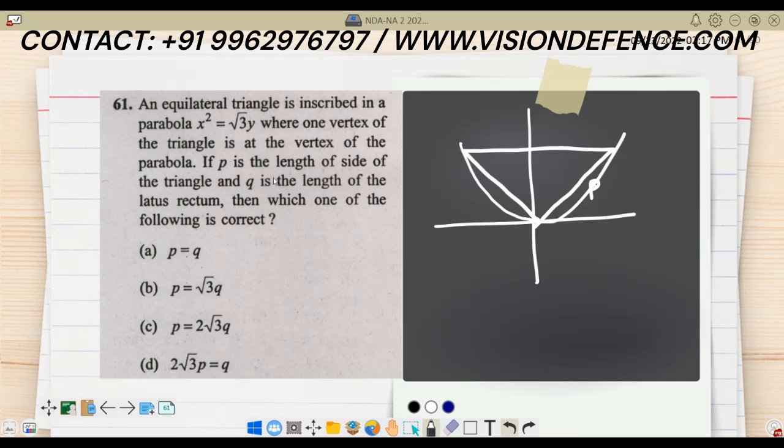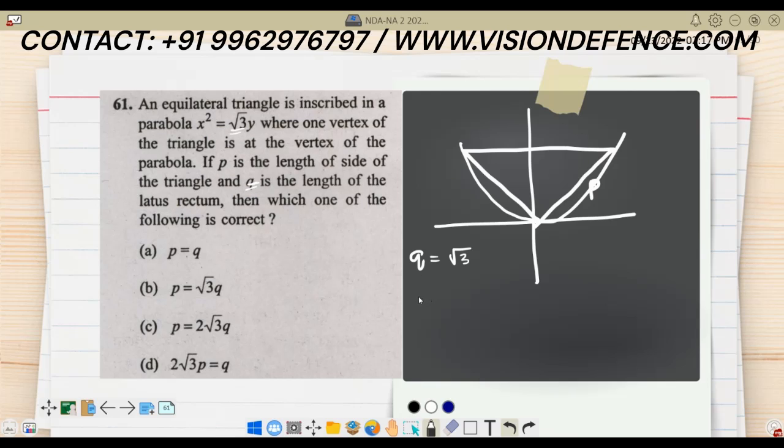And P is the length of the side of the triangle, and Q is the length of the latus rectum. So we need to find which one of these is correct, and the answers are given in the form of an equation involving P and Q. So we should find the appropriate relation between P and Q. Even at first glance, we can say that Q is equal to root 3, because here root 3 is the length of the latus rectum. So Q equals root 3.